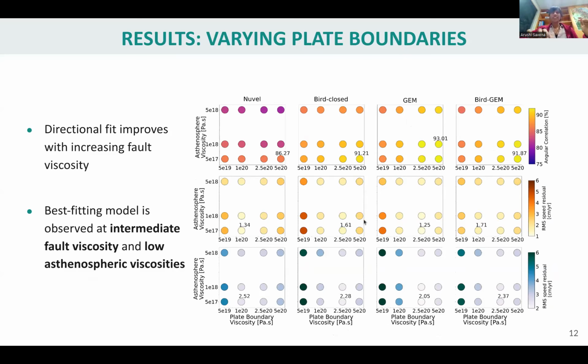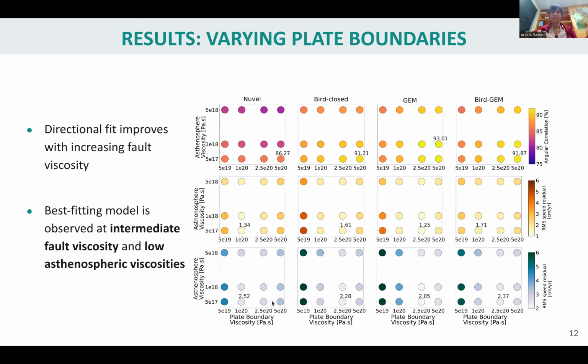And the rows represent different misfits. So the first row is angular correlation or the directional misfit. The second row is the misfit only in speeds. And the last row includes both direction and magnitude of misfit. The lighter color circles are the circles that fit well with the GPS values in each of these subplots. So one thing you can already see is that the directional fit improves if we increase the fault viscosity. As you go from left to right, we have lighter colors or good fit with respect to the direction.